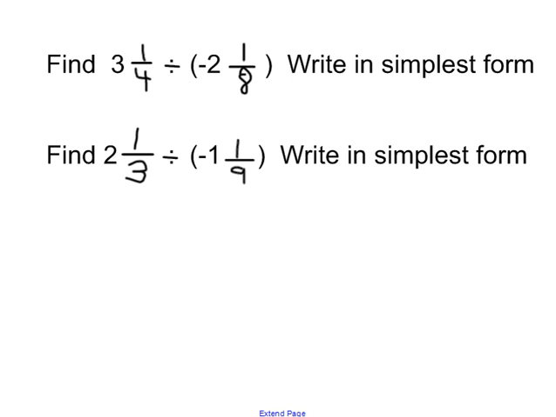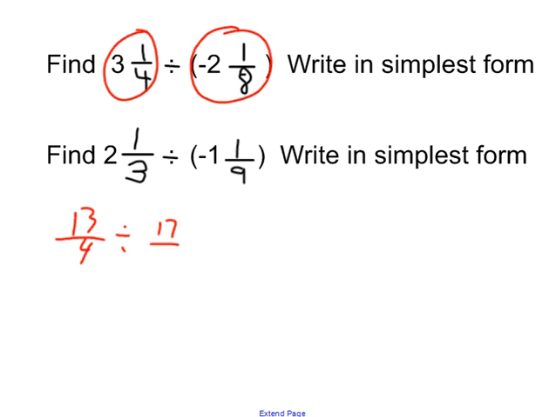I'm going to work on this top problem here where it's 3 1/4 divided by a negative 2 1/8. I need to write those as improper fractions, so I'm going to take 4 times the 3, get 12. I'll end up with 13/4 divided by 17/8, but of course one of those is negative. I'm going to take the reciprocal of this and multiply, so I've got 13 over 4 times 8 over 17, bring along the negative sign.